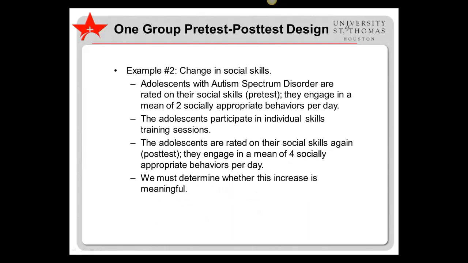Here is another example. Adolescents with autism spectrum disorder are rated on their social skills, pre-test. They engage in a mean of 2 socially appropriate behaviors per day. The adolescents participate in individual skills training sessions. The adolescents are rated on their social skills again, post-test. Now they engage in a mean of 4 socially appropriate behaviors per day. Once again, we must determine whether this increase is meaningful.